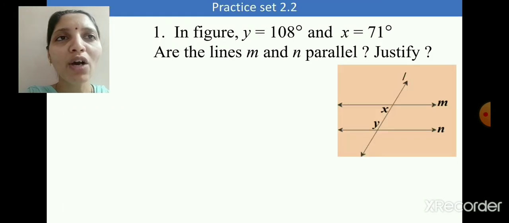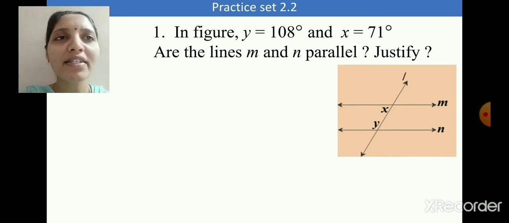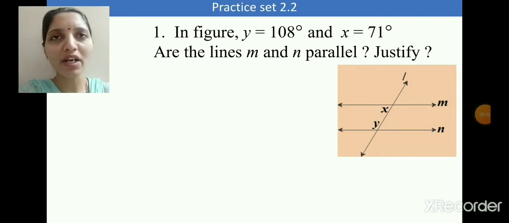Now we are going to solve some problems from practice set and from problem set 2. Let's see the first problem from practice set 2.2. In the figure, y is equal to 108 degrees and x is equal to 71 degrees. Are the lines M and N parallel? And justify your answer. So here we have drawn line M and line N, and line L is their transversal.